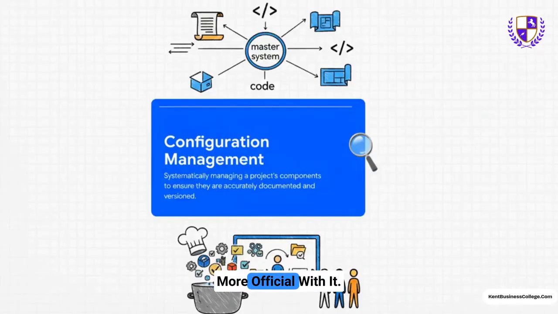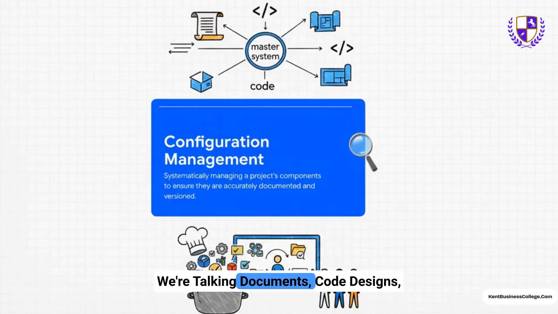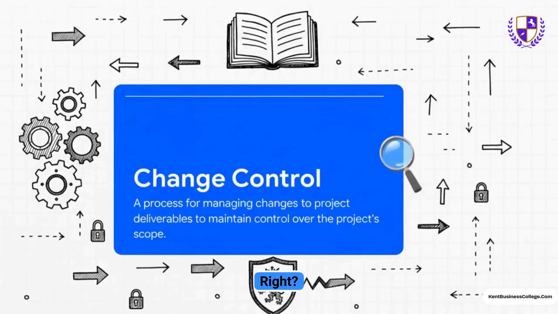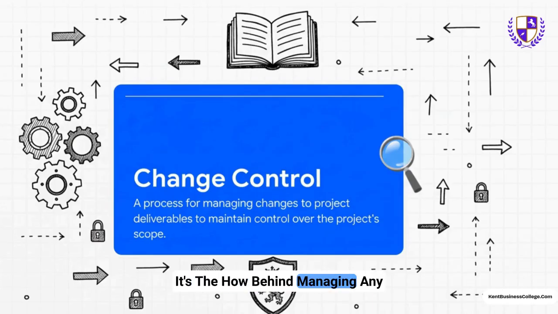Okay, so let's get a little more official with it. Configuration management is that master system we're talking about. It's really all about identifying every single piece of your project. We're talking documents, code, designs, the whole shebang, and keeping a super precise record of them. It's how you make sure everyone on your team is working from the exact same, up-to-date recipe. Right. And change control is the rule book that lives inside that system. It's the how behind managing any change someone wants to make. Trust me, this formal process is your number one defense against what we call scope creep. All those little uncontrolled additions that can quietly sabotage your timeline and your budget. This is how you protect your project.